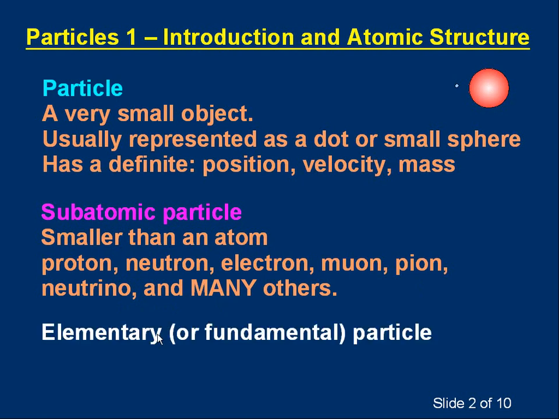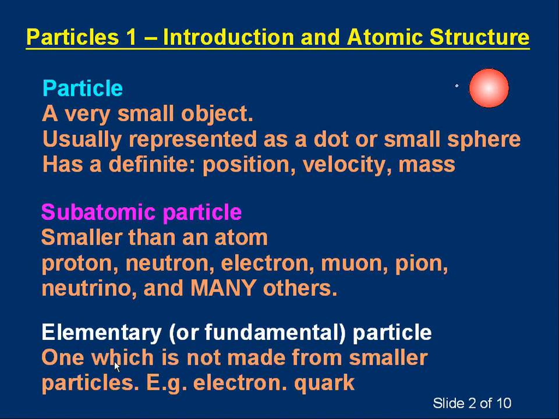We're particularly interested in particles referred to as elementary or fundamental particles. It means the same thing. An elementary particle is the same as a fundamental particle. These are particles which can't be split up or don't consist of smaller particles. For example, an atom is not an elementary particle because it consists of different particles: protons, neutrons and electrons. So an elementary particle is one which is not made from smaller particles. Examples are the electron, and you may have heard of the quark.